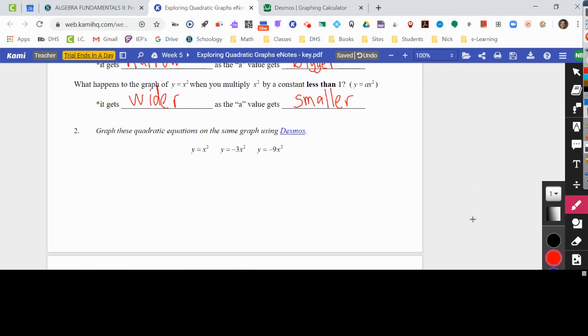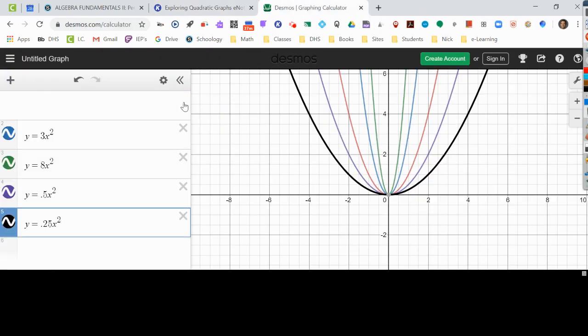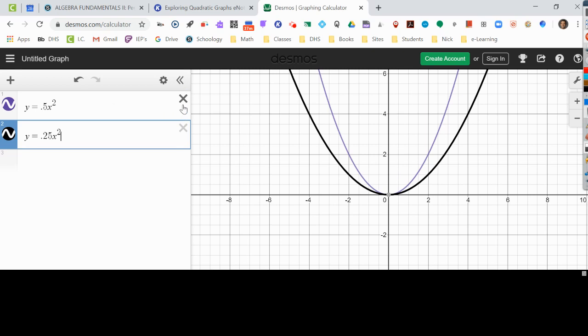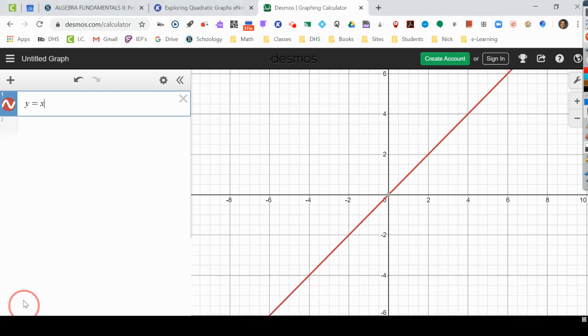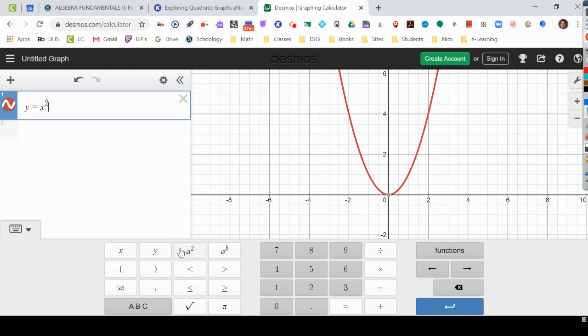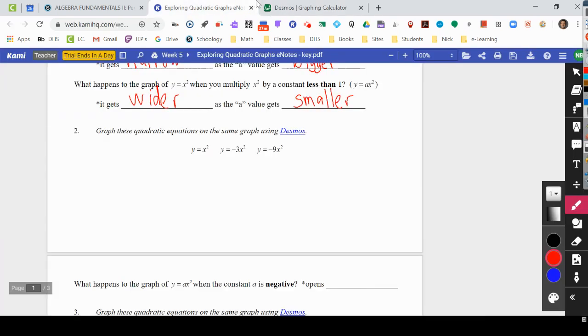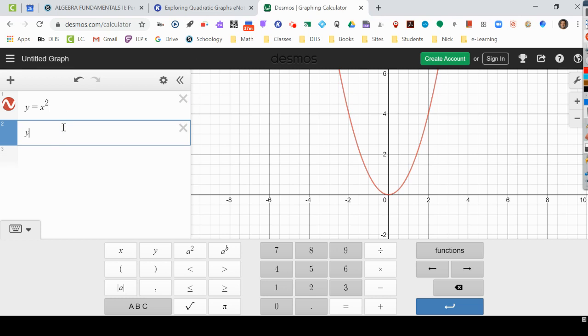Okay, so now we're going to see what happens when I graph these quadratic functions using negatives. All right, and now look at my three. I got my parent one of y equals x squared. I got y equals negative 3x squared and y equals negative 9x squared. So I'm going to go ahead and clear these out. Actually, I could have kept my parent one in there, but that's okay. So you have y equals x squared. Again, there's my parent graph. And now I want to do y equals negative 3x squared.